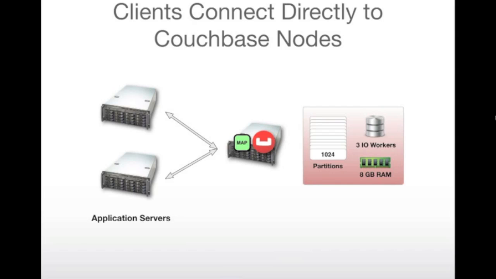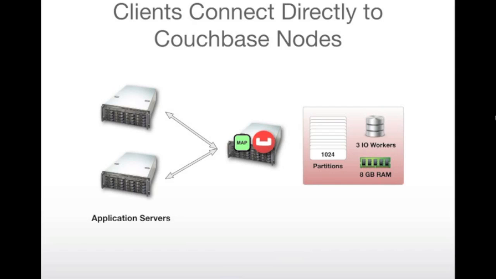So let's talk a little bit about how we distribute our data. In Couchbase, we have 1024 partitions. That number is sort of arbitrary. It always comes up, well, what if you want more partitions or fewer partitions? That's actually less relevant, because it's just a certain number of partitions. This turns out to be a pretty good number, and we've been working with this for many, many years. We have 3 I/O workers, and we have 8 gigs of RAM set up on this Couchbase server.